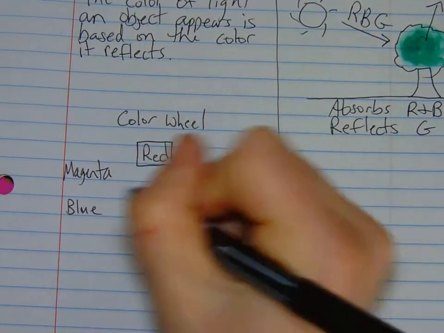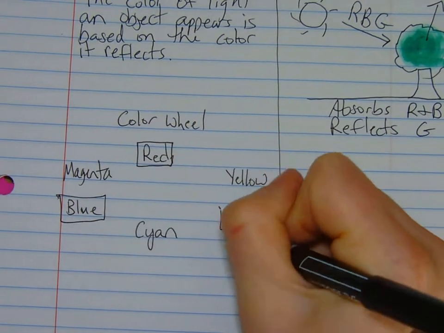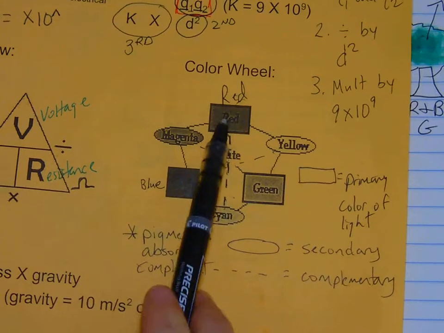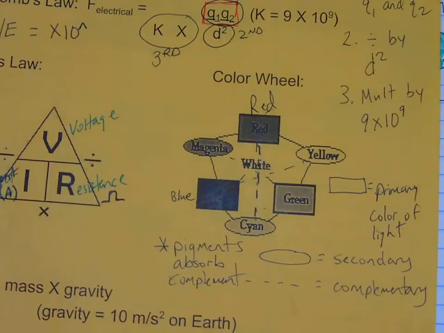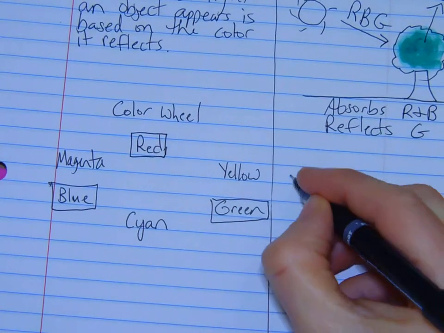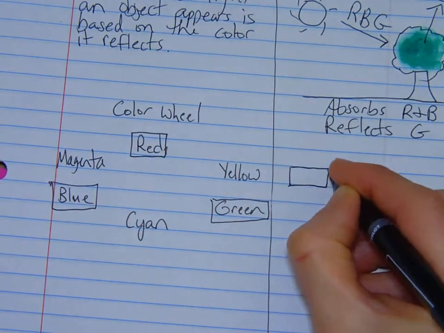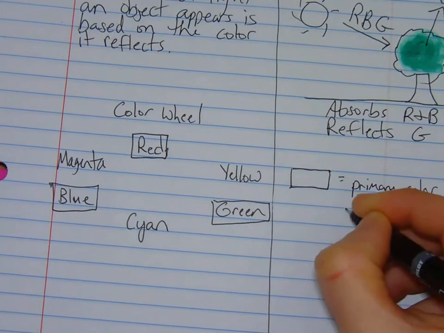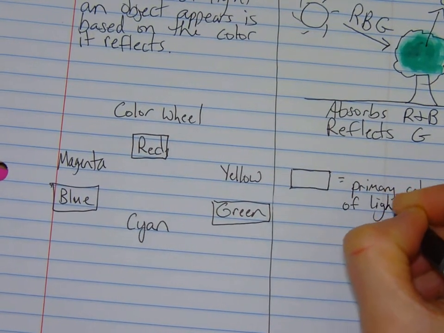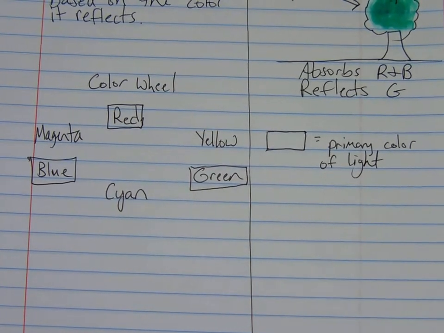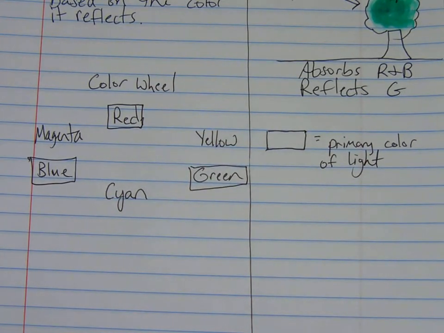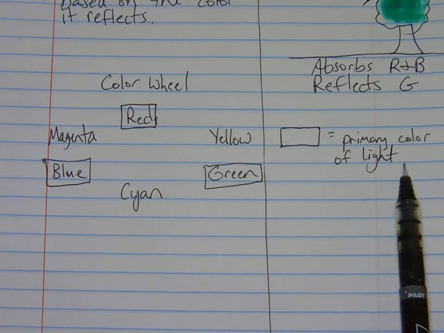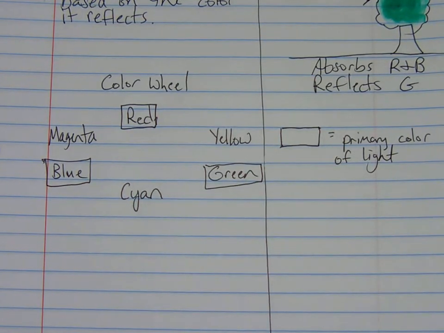Put squares around red, blue, and green. Notice on your color wheel, red, blue, and green are already in squares. We're going to make a little legend. Square means it is a primary color of light. You've got to let go of what you know to be true in art class now. Okay, you've got to let that go. What we are talking about is when you just have, let's say, spotlights that are overlapping.